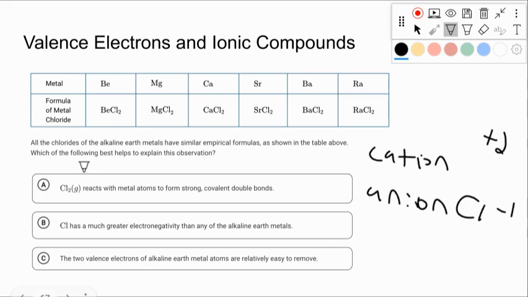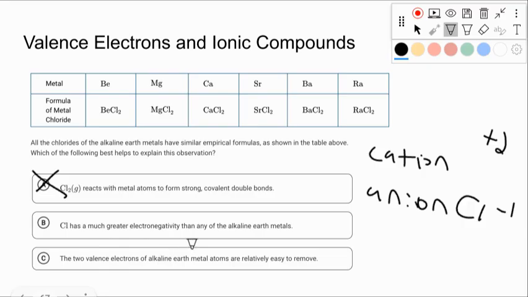So this says the correct answer is A, because chlorine gas reacts with metal atoms to form strong double covalent bonds. Well, first of all, these are not covalent. These are all ionic because it's a cation and an anion. So that's not true. Chlorine has a much greater electronegativity than any of the other alkaline earth metals. And that is true because electronegativity increases up and increases across. But that doesn't explain why they're bonding this way with the alkaline earth metals.